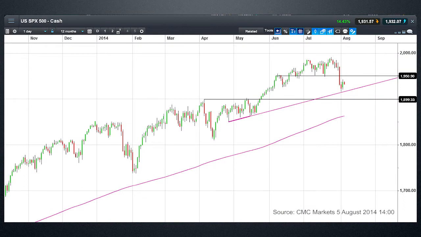Nonetheless, the key levels on this daily chart are outlined by a sloping upward trend line from the lows in May, and that currently comes in around about 1910. We also have a significant support level through the April highs around about the 1900 level. So again, keep an eye on that.